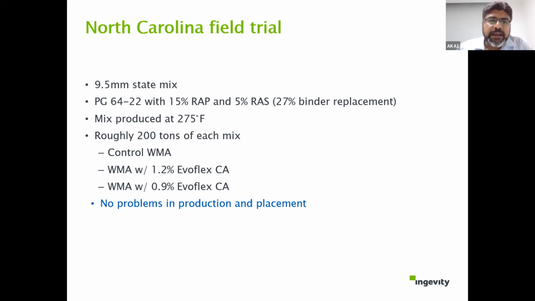Typically the idea is to see how uniform the mix is in the plant. And then while laying, there is also non-destructive testing, density checks that we do after every pass of the compaction rollers and things like that. This is one good thing which shows how much RAP you can use in the field.